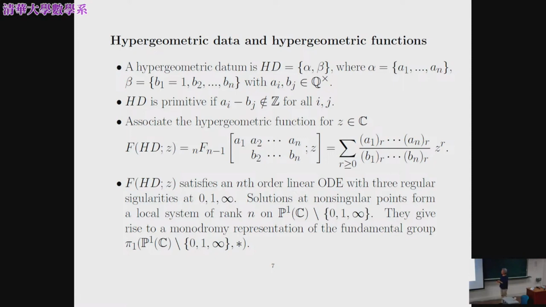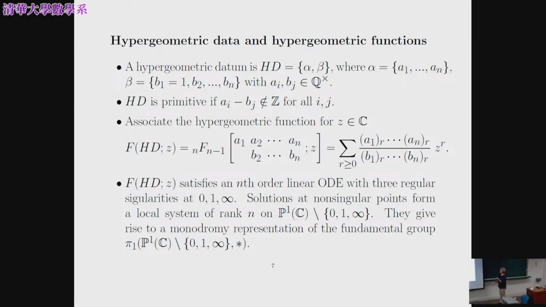In this case, a hypergeometric datum is called primitive if a_i minus b_j is not an integer. I will say a little bit about why we make this assumption. Then on the complex plane, when we define the hypergeometric function associated to this datum, this nFn-1 function satisfies an nth order linear ODE with 3 regular singularities at 0, 1, infinity, just like the 2F1. We just change 2 to n.